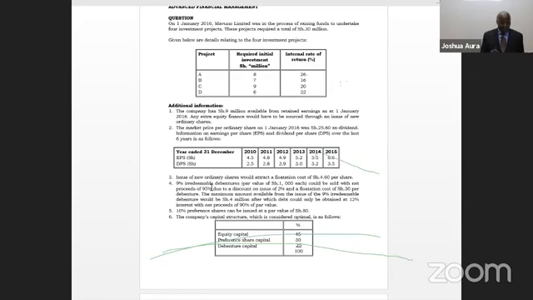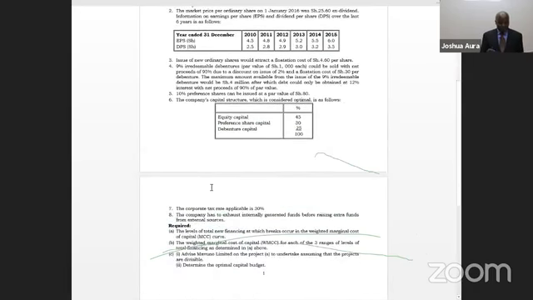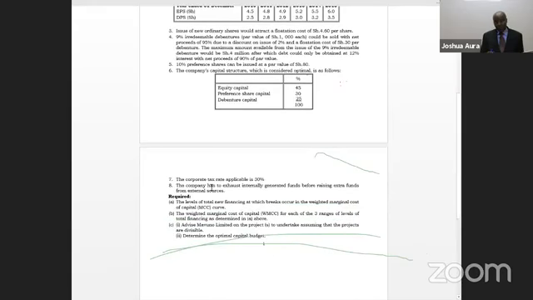They're telling us, ladies and gentlemen, there are 7. The corporate tax rate, which is applicable, is 30%. 8. The company has to exhaust internally generated funds before raising extra funds from external sources.